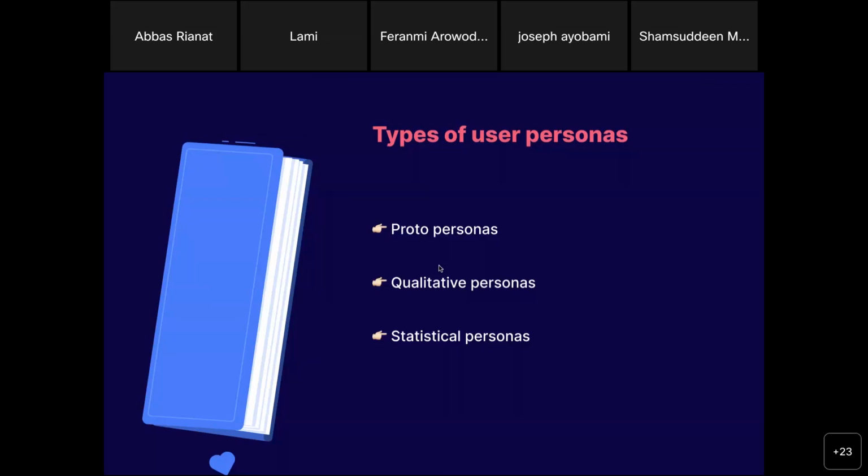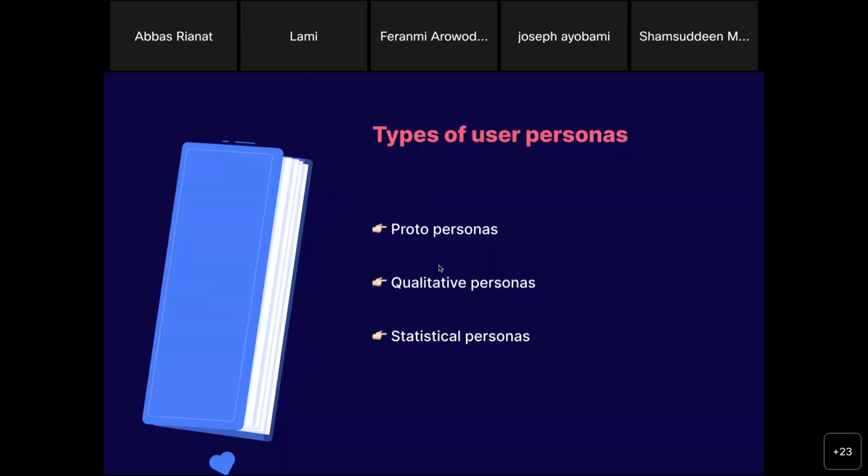Let's say you send out, this one is large based, like large sample size, while qualitative is small sample size. Now, if you are talking about small sample size, we're talking about interviews, qualitative usability test. Of course, you can't be running usability test for 30 people. It's not possible. But for statistical personas, that is where you have large sample size.